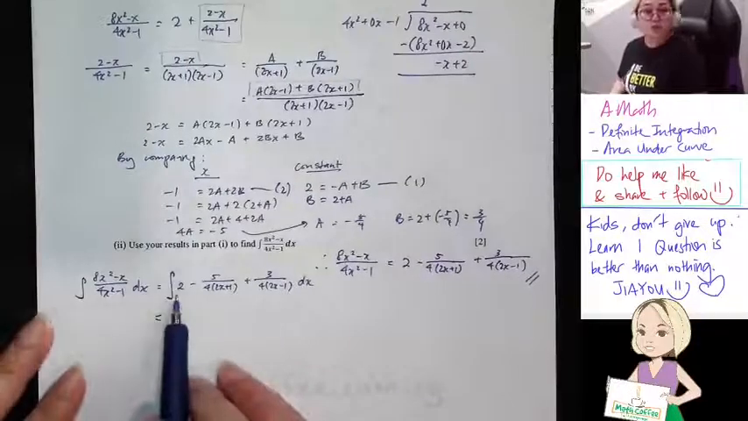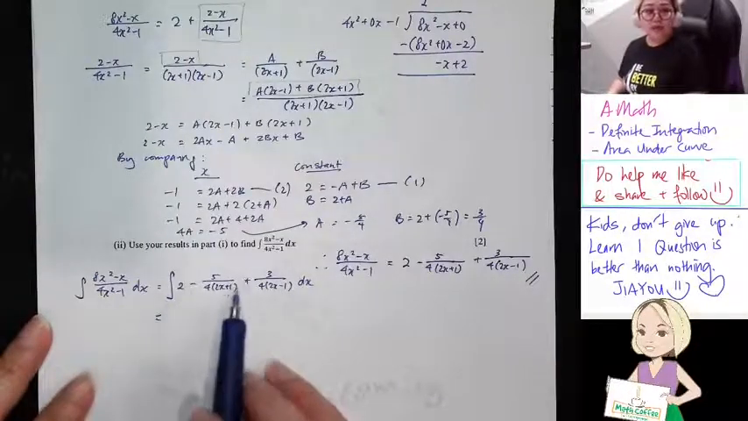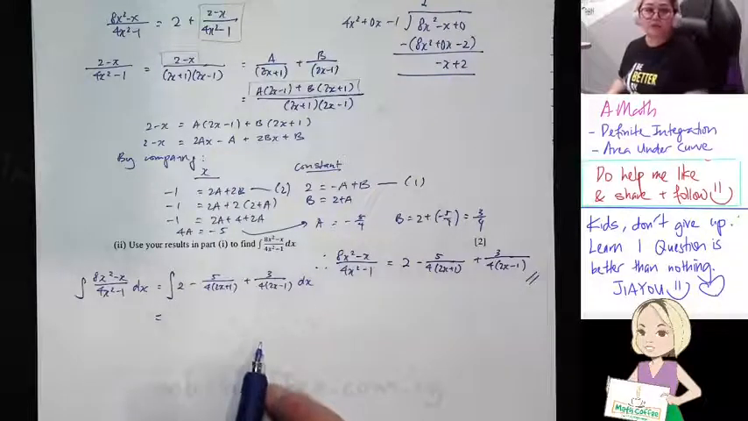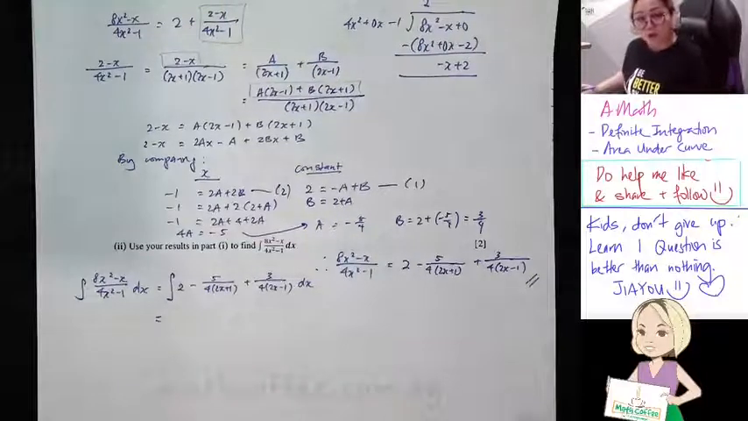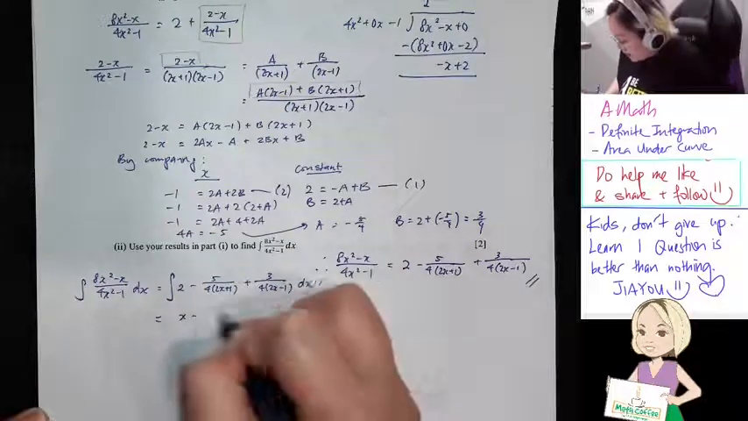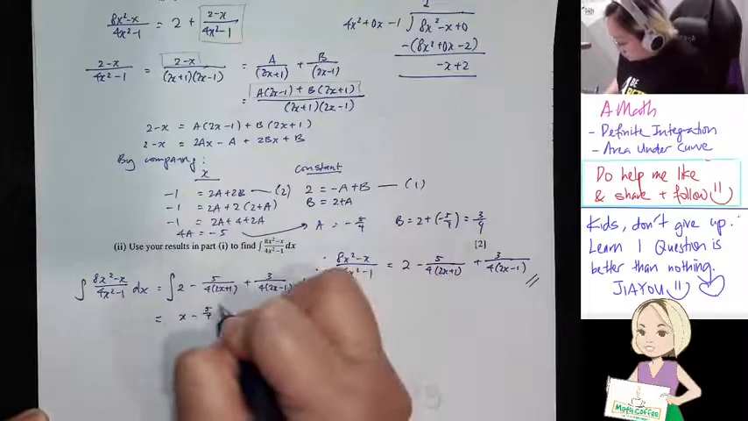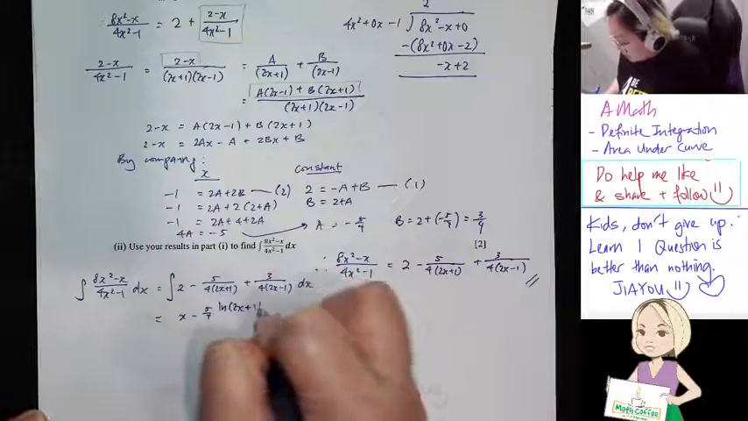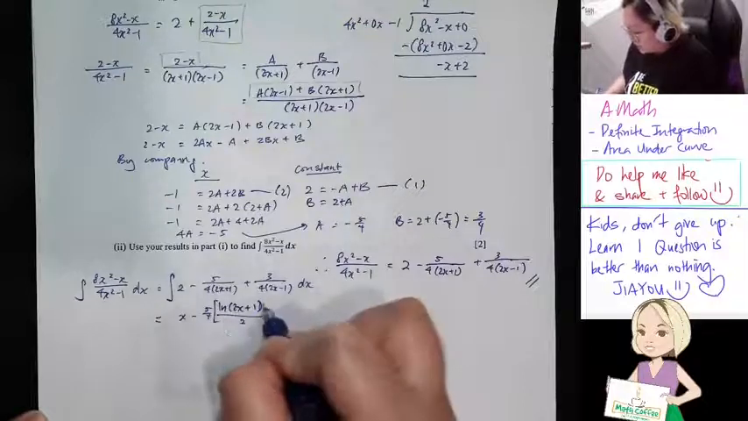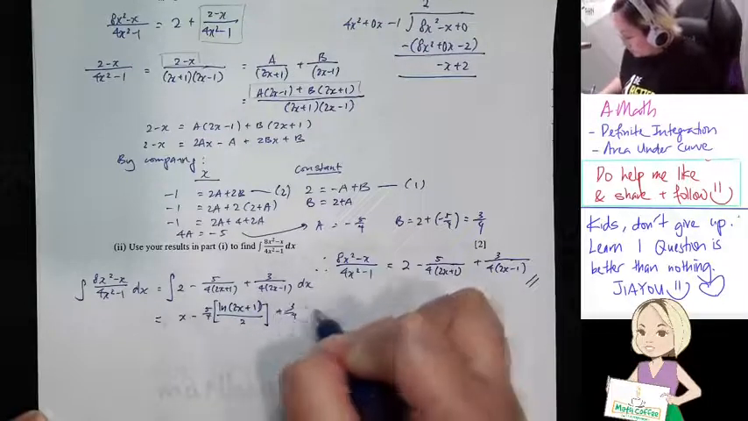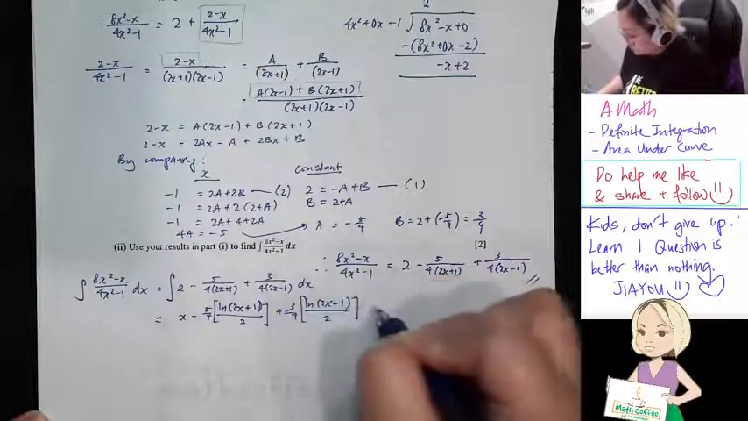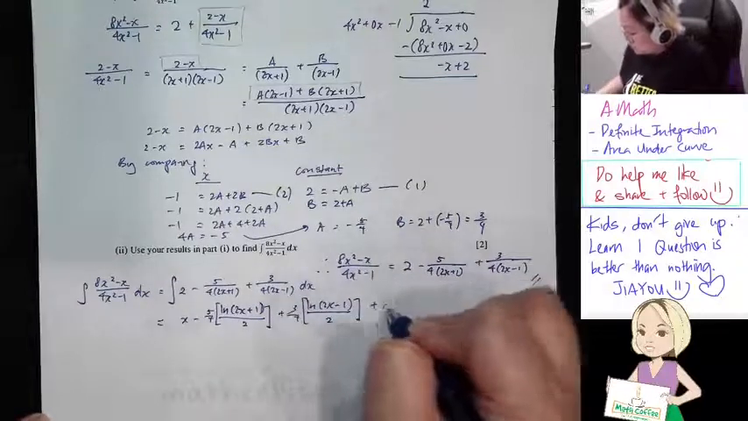So integration is very straightforward. Okay? And take note, this is to the power of negative 1. Every time you want to integrate to the power of negative 1, the only way is ln. Okay? So this becomes x minus 5 over 4 ln |2x plus 1|. Don't forget to differentiate the inside and put it at the denominator. Plus 3/4 ln |2x minus 1| over 2. And this one, there's no limit, so you've got to put plus c.